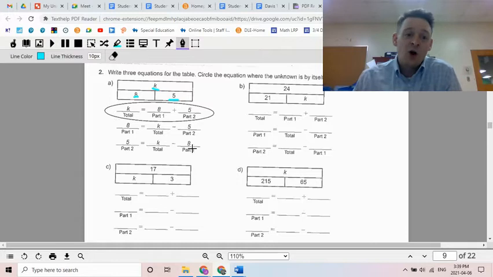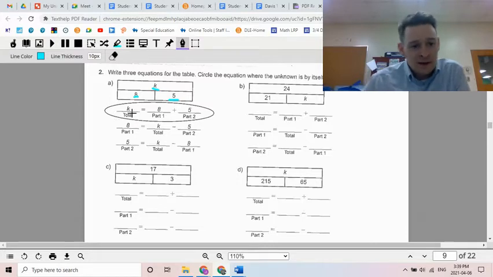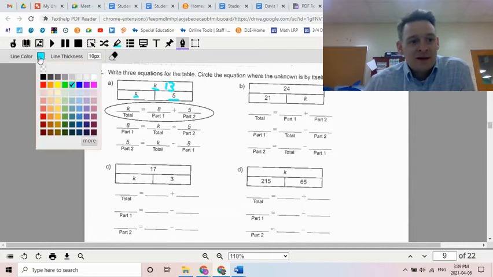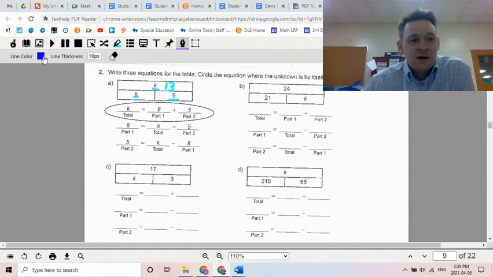And if you're tempted to solve and figure out what the unknown would be, like in this first one, 8 plus 5 is 13, you could do that. I would definitely do that if this was my math work, because if I knew the answer, I would want to show that I knew it.